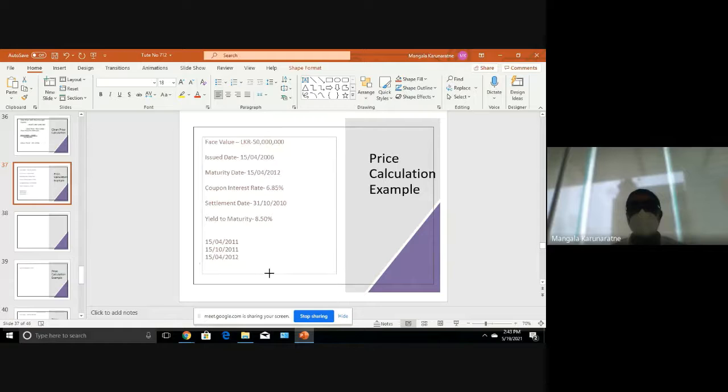If we already know the coupon amount, the coupon amount is LKR 1,712,500. Now that we know that, can you tell me how many days of accrued interest there are in this bond? If we do this trade on 31/10/2010, up to 31/10/2010, how many days of accrued interest is there? Just tell me how many days.